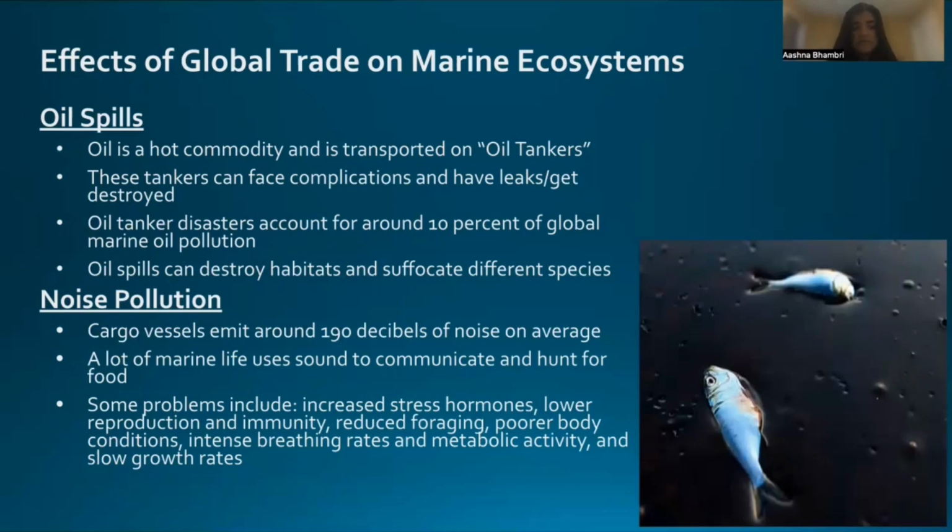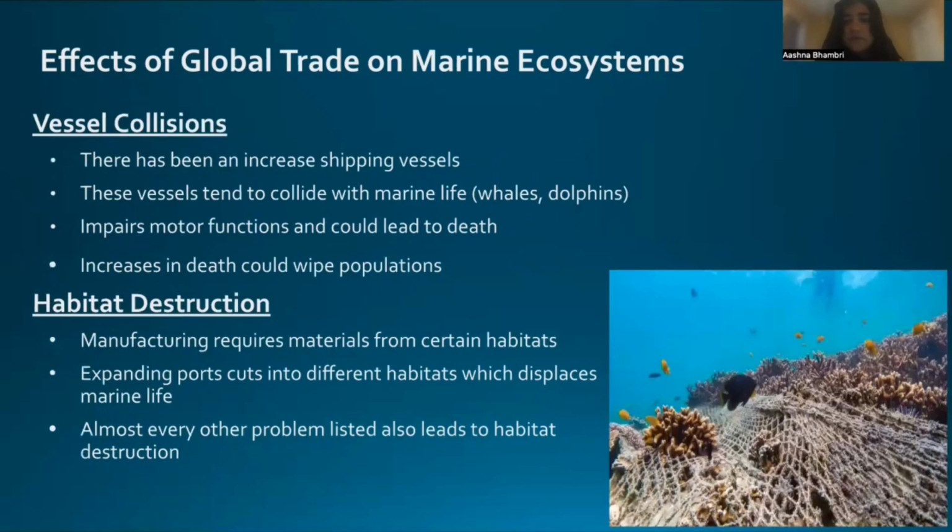So for example, some problems that researchers have found amongst these species include increased stress hormones, lower reproduction and immunity, reduced foraging, poor body conditions, intense breathing rates and metabolic activity, and slow growth rates, which again could lead to population extinction. So there's also vessel collisions.